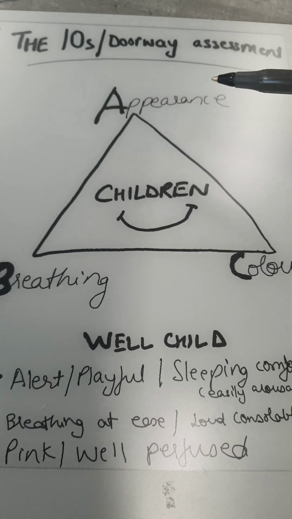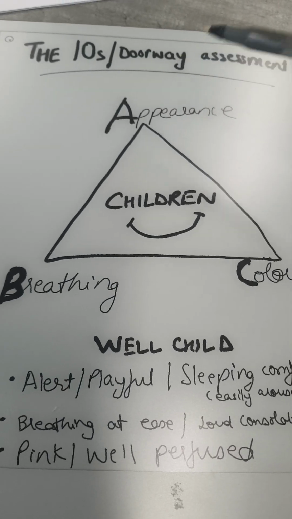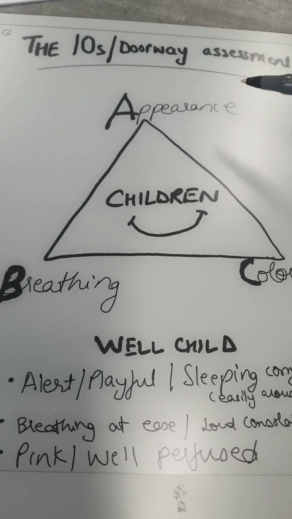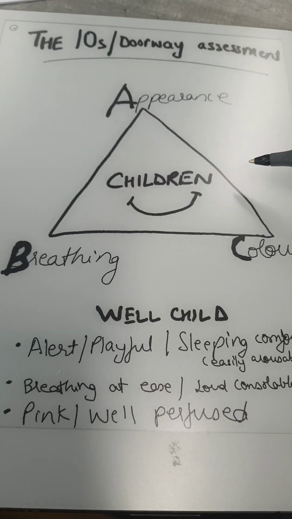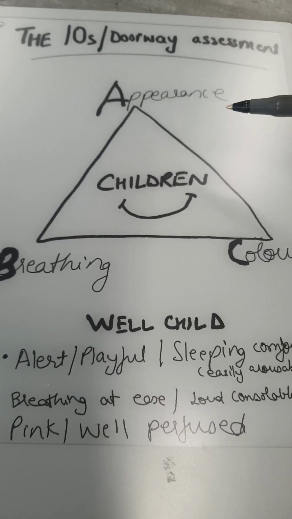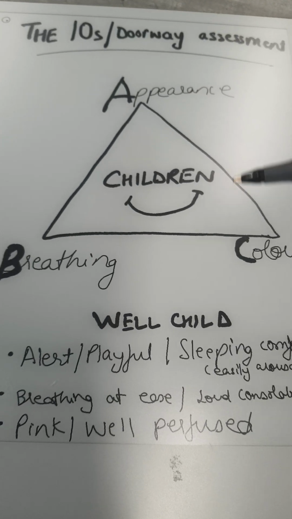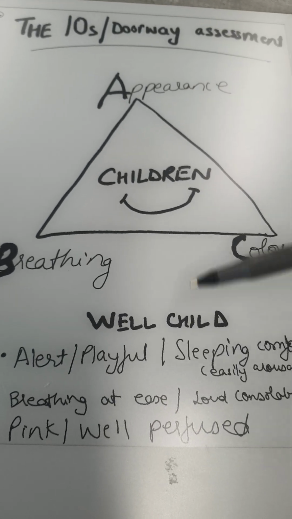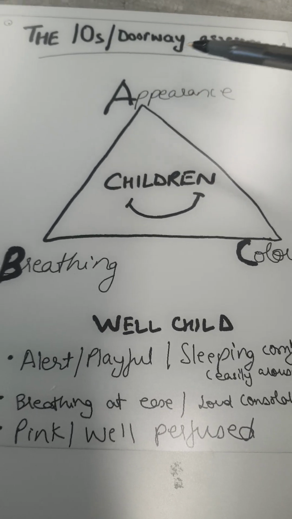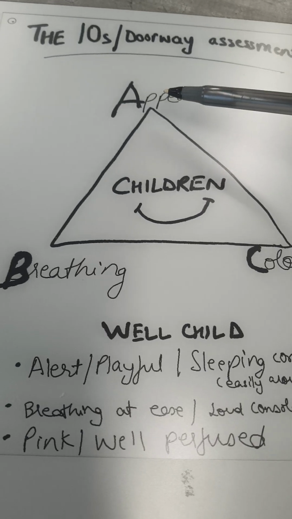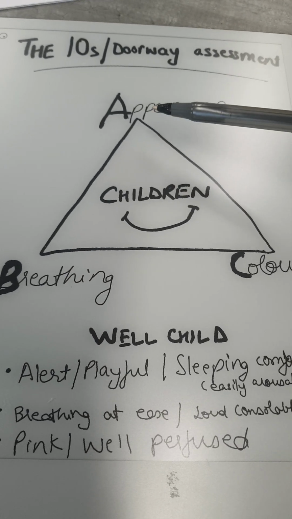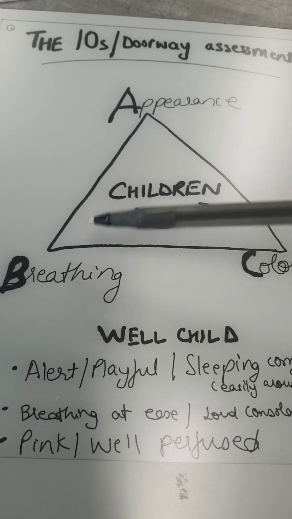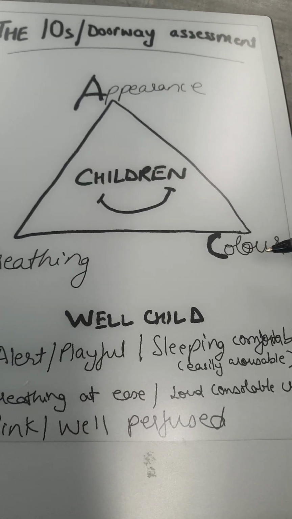The key thing is, just by looking at the child even from a distance, you should be able to identify if a child is well or unwell. And if they are unwell, then they should have a primary survey, which is ABCDE. But the 10-second or doorway assessment look just talks about ABC: A for appearance, B is breathing, and C is color.